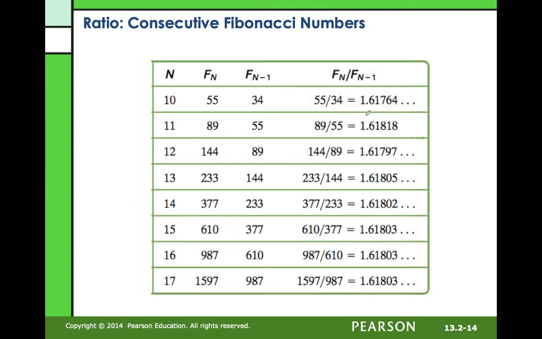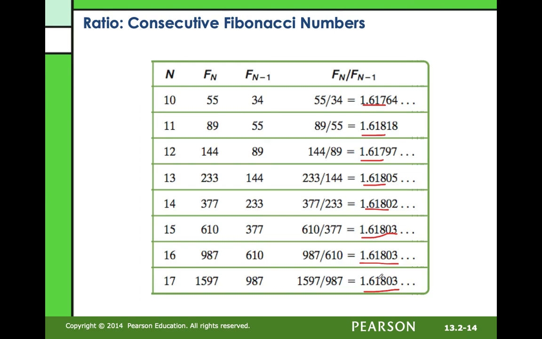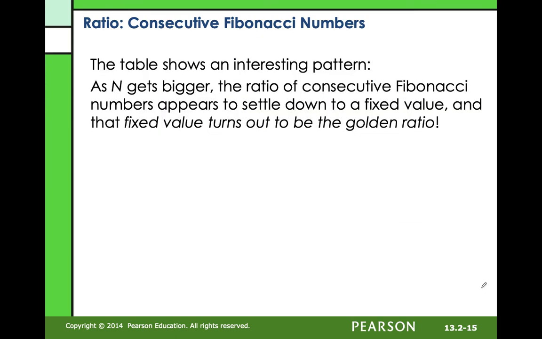On the next slide, 1.617, 1.618. If you round it, it would be 1.618. Now we're actually consistent all the way out to 5 decimal places: 1.61803. Which is interesting because, let me go back real quick, this 1.618 is exactly what we found as the number for phi. So it shows an interesting pattern.